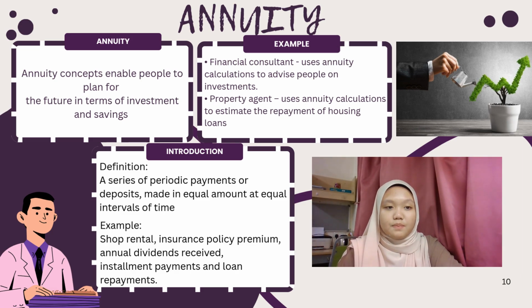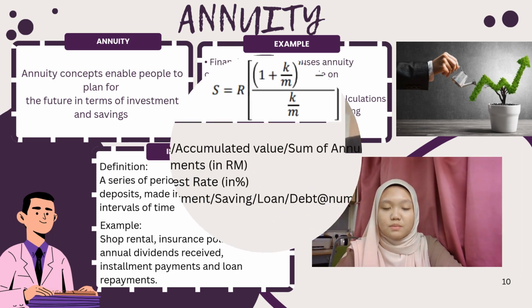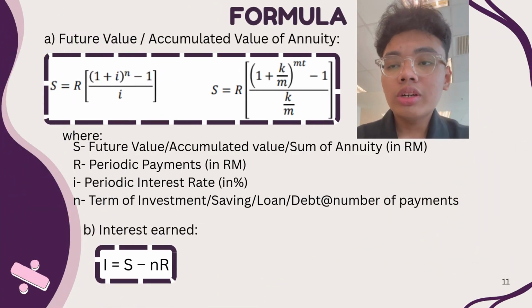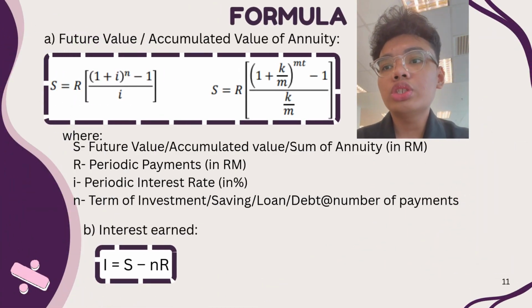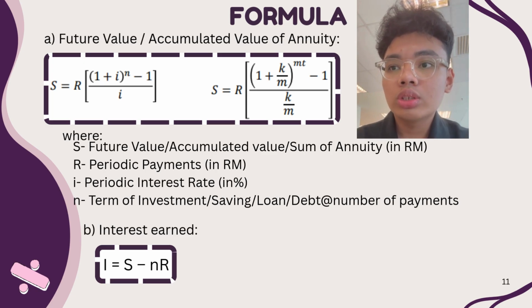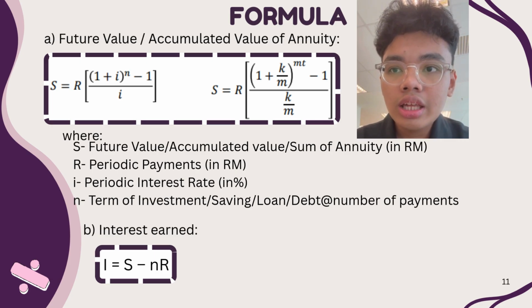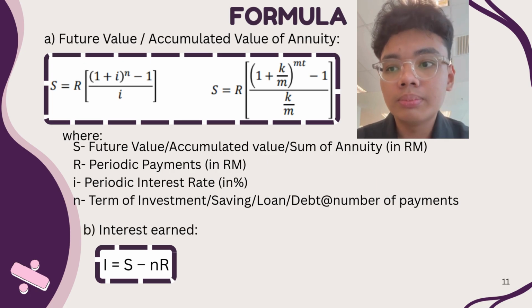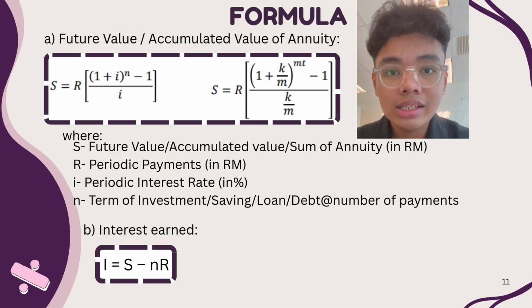Annuity is a concept that enables people to plan for the future in terms of investment. Hello again everyone, I will be explaining the formula for future value. So for future value, we need to find the S equals R[(1 + i)^n - 1]/i. Other than that, S = R[(1 + k/m)^(mt) - 1]/(k/m). For B, it is the interest earned. So I equals S minus nR. That is all for the formula.